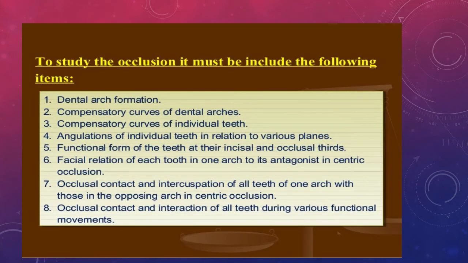To study occlusion, the following items must be included: dental arch formations, compensatory curves of dental arches, compensatory curves of individual teeth, angulations of individual teeth in relation to various planes, functional form of the teeth at the incisal and occlusal thirds, facial relations of each tooth in one arch to its antagonist in centric occlusion, occlusal contact and intercuspation of all teeth of one arch with the opposing arch in centric occlusion, and occlusal contact and intercuspation of the teeth during various functional movements.